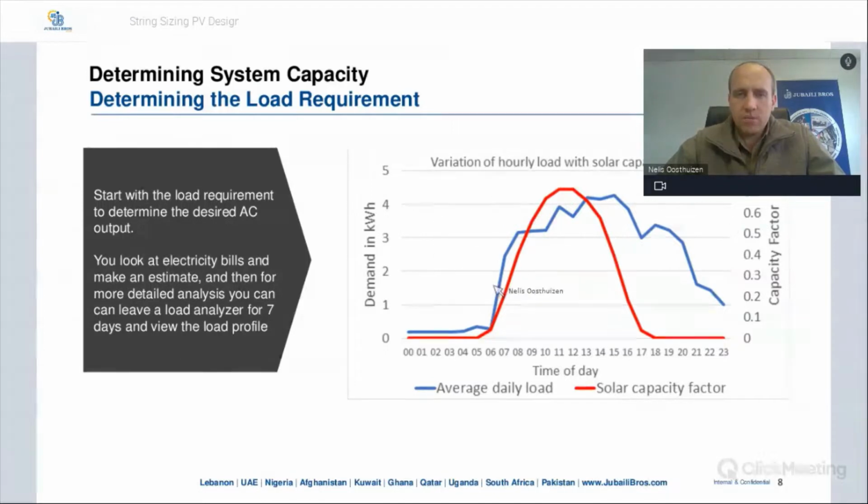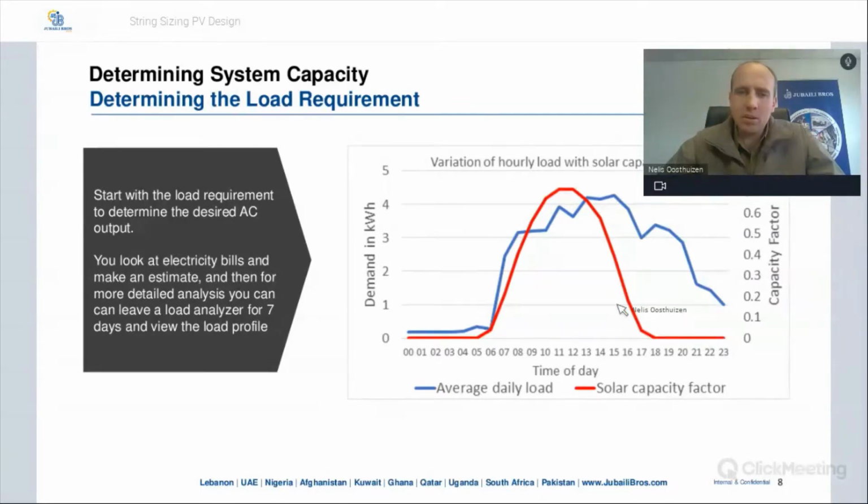On this graph on the right is a typical load profile. In blue, you will see the average daily load, that's the actual consumption of electricity. And in red, you've got your solar capacity factor. The solar capacity factor is how your solar will ramp up in the early morning, reach its peak around midday, and then gradually decrease again.